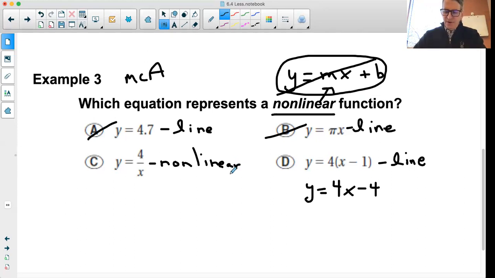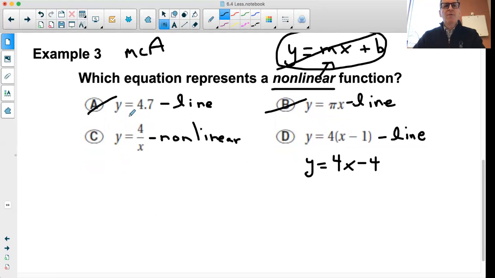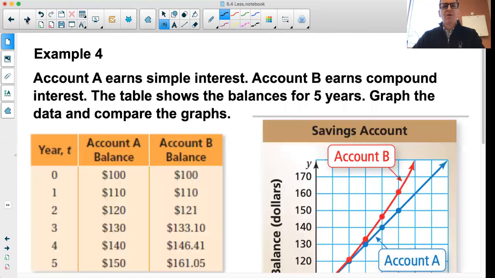And that's example 3. All right, last example for the lesson is example 4. It's a word problem, and I have taken the graph out of the book to help speed things along. It says account A earns simple interest. Account B earns compound interest.